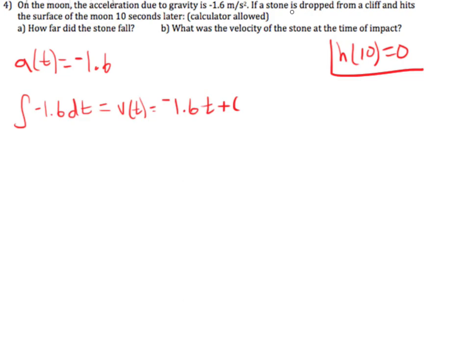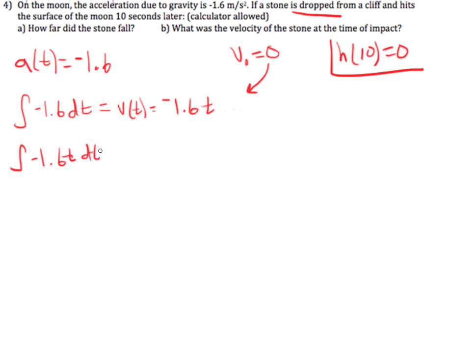But since the stone is being dropped, it's not being thrown down or thrown up, v naught, our initial velocity, is 0, which if you remember in this case is just our constant of integration. So that's actually just going to go away, and we're going to get v of t equals negative 1.6 t. Sweet. Okay, let's integrate again to go from our velocity function to our position function, h of t.